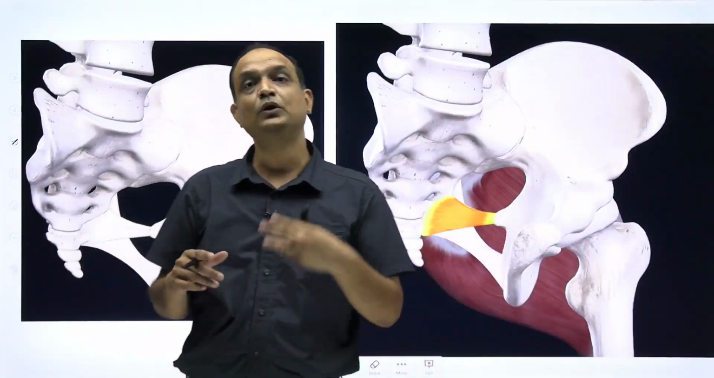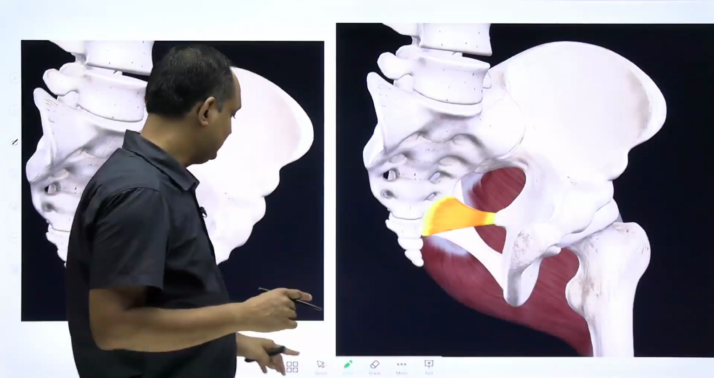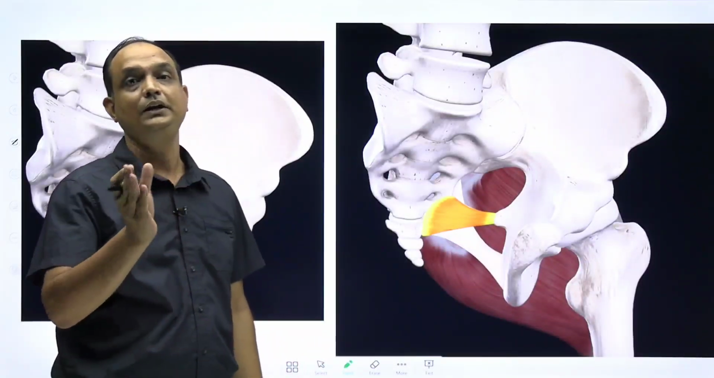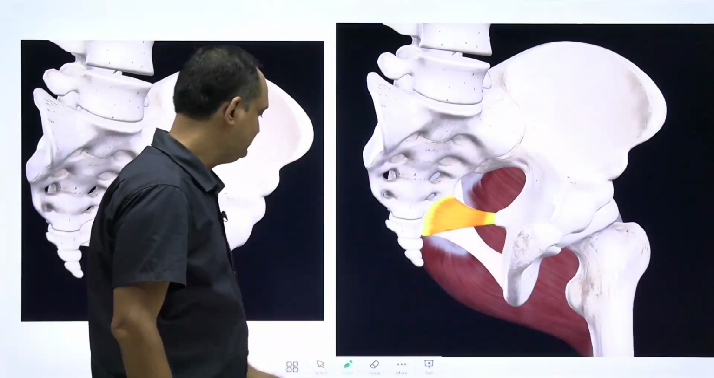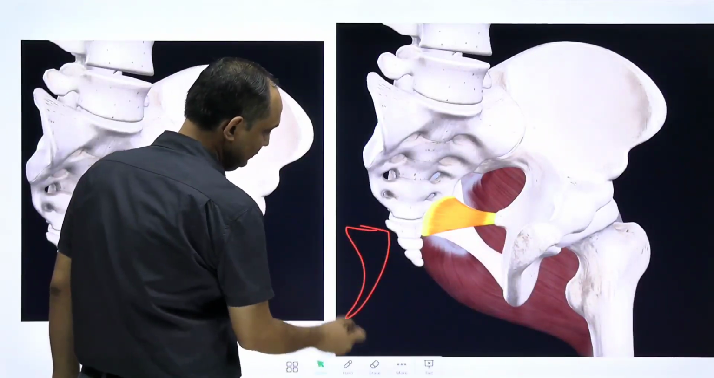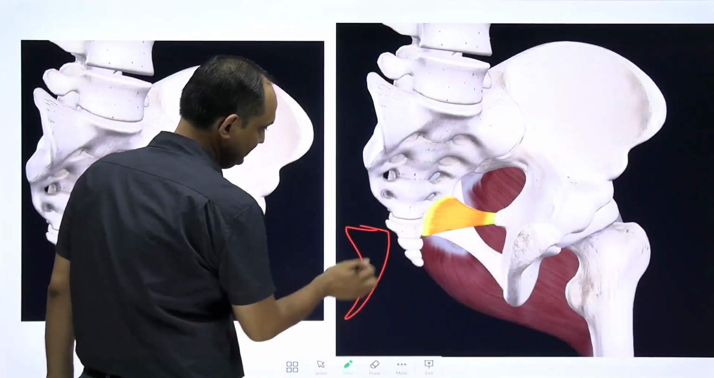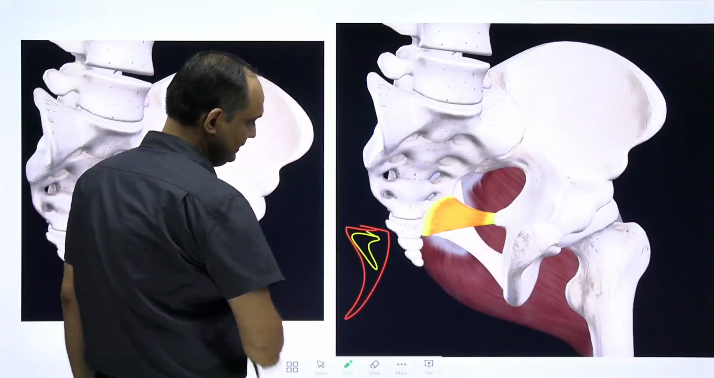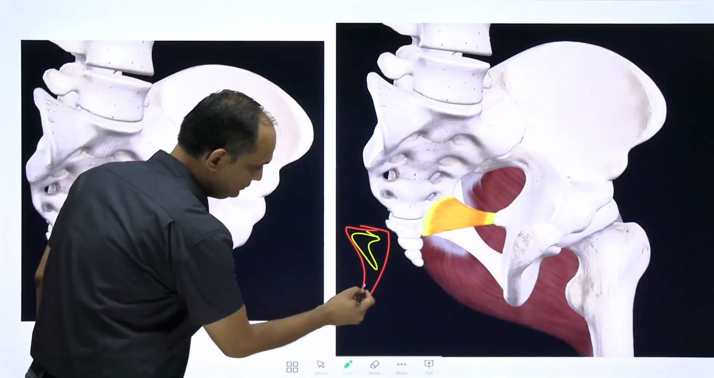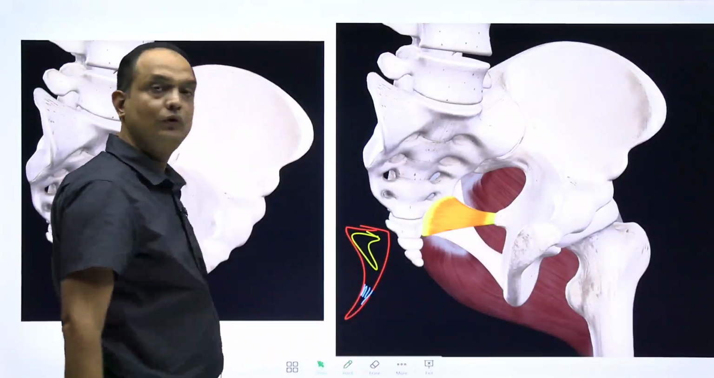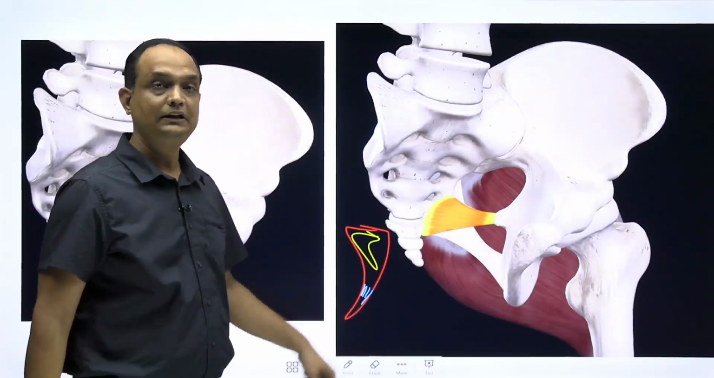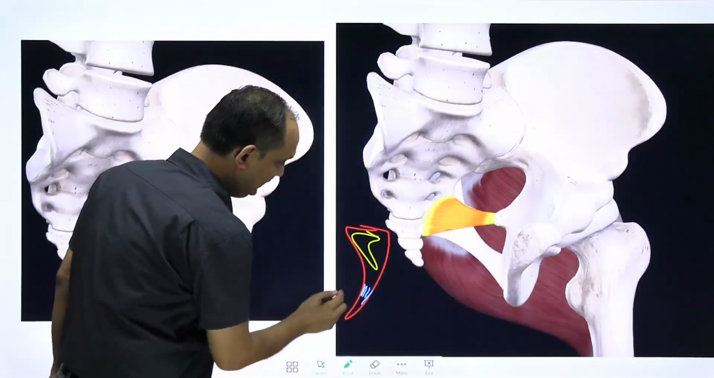Now there is one more question: what are the structures attached on the lateral side of the sacrum from anterior to posterior? What does it mean? This is the anterior side of the sacrum, and here you have the auricular surface. My question is, what are the structures attached here? There are four structures attached on the lower part of the sacrum.